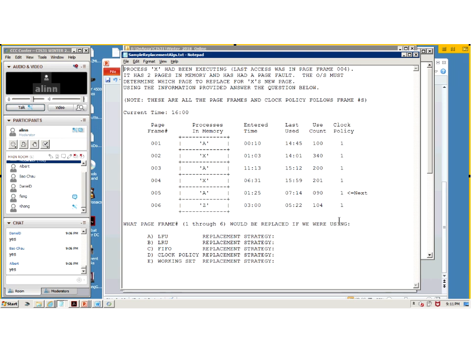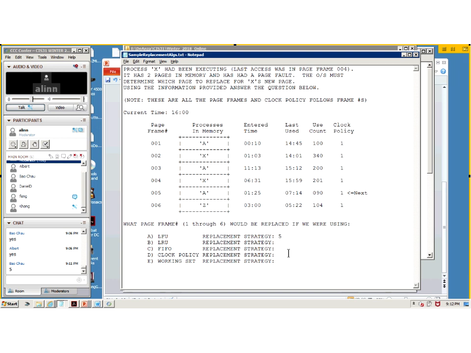would be replaced if we were using the least frequently used replacement strategy? What would be replaced? Frame 5. Least recently used? No, frequently. Frequently means count. So 90 is correct, so it would replace 5. Good job.